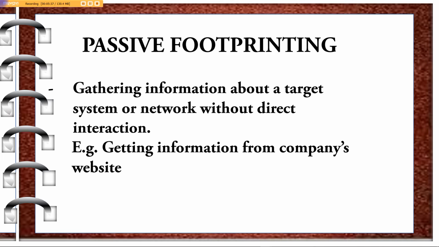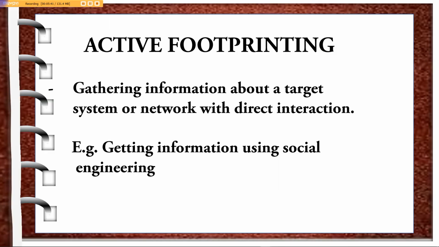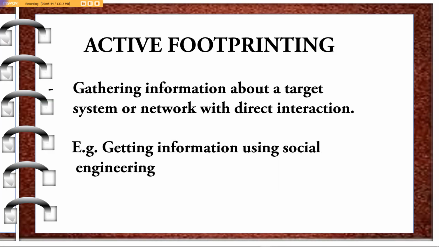The next type of footprinting that we're going to be talking about is active footprinting. What is active footprinting? It is the gathering of information about a target system or network with direct interaction. For example, getting information from those target organizations, networks or systems using a technique called social engineering. And what is social engineering? That should be the next question in your mind.